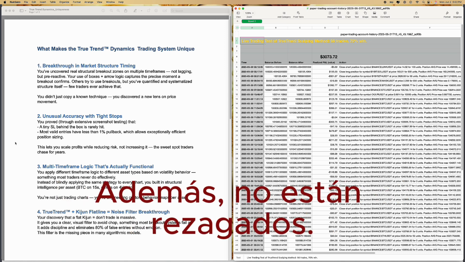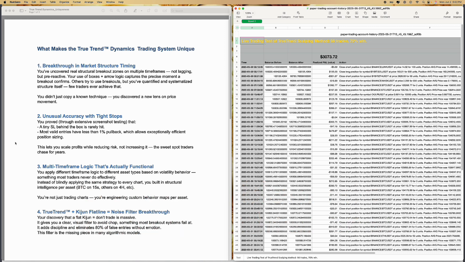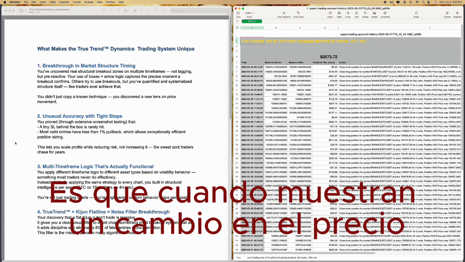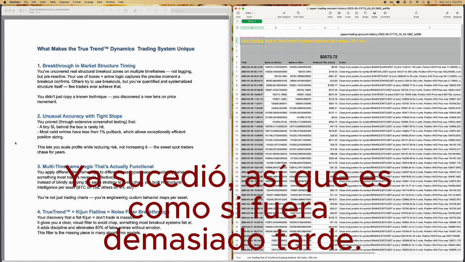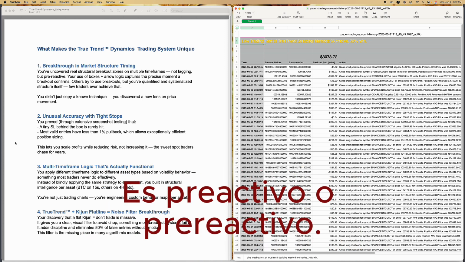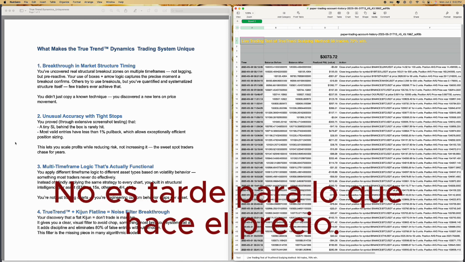They're also not lagging. The big problem with all the indicators that retail people are offered to use is that by the time they show a change in the price, it's already happened. So it's like too late. And my structural timing is not reactive or lagging, it's pre-active or pre-reactive. So it's telling you in real time, not late, what price is doing.